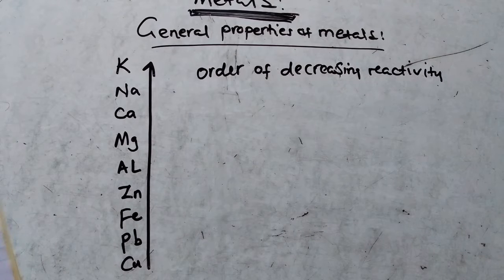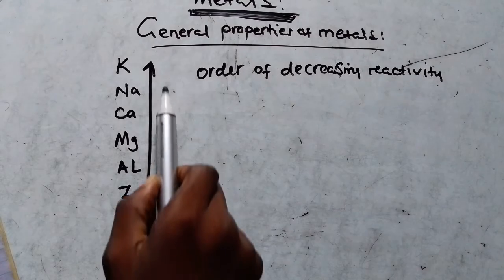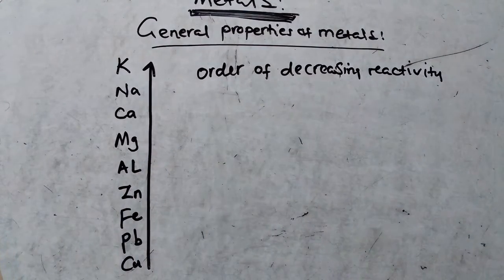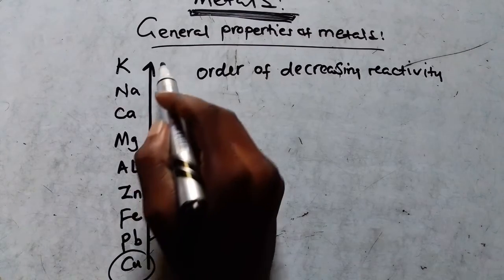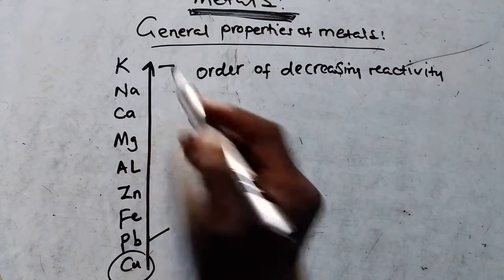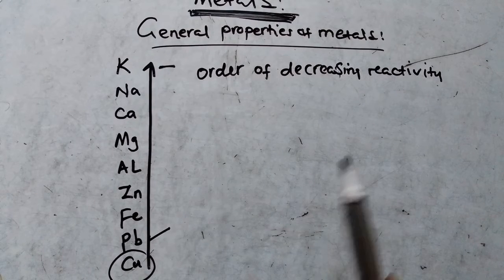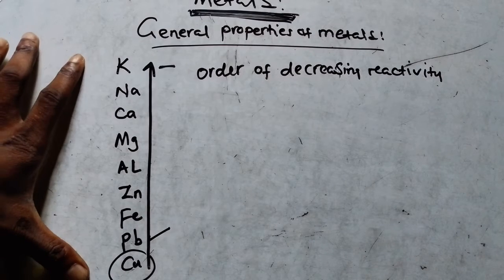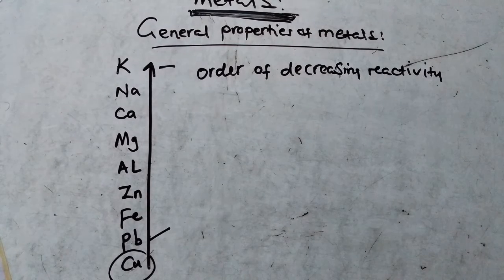So what do I mean? As they are increasing going this side, they are decreasing in their reactivity. So this copper which is down here is more reactive compared to the lead that we have here. So this one which is on top is the one which is least reactive, meaning it is reactive at a very small rate. So now this is just the order of their reactivity.